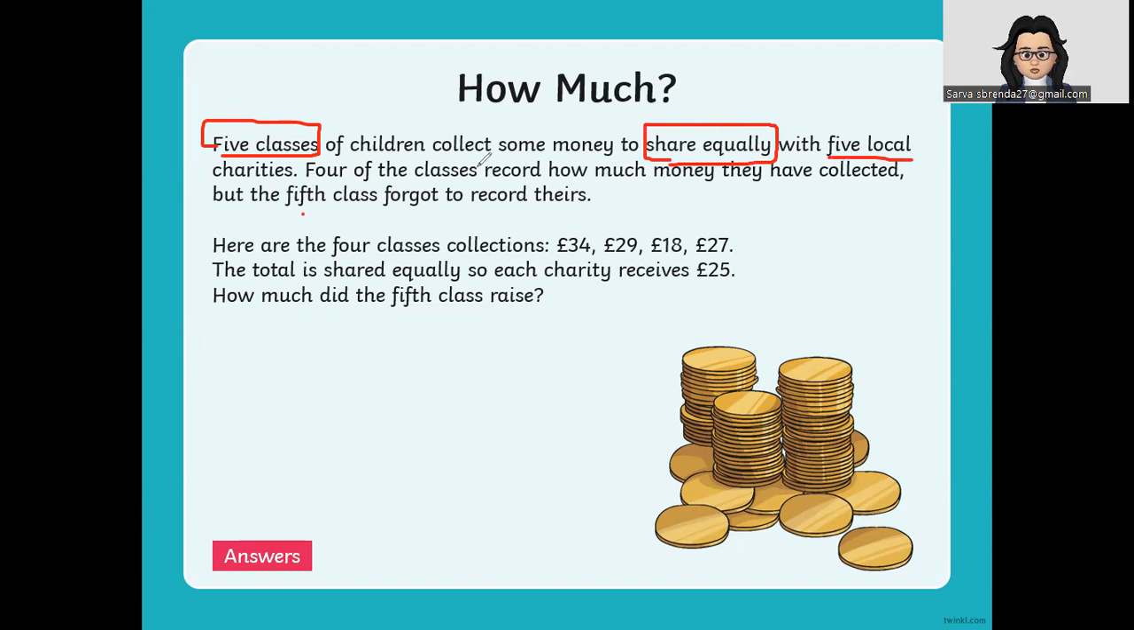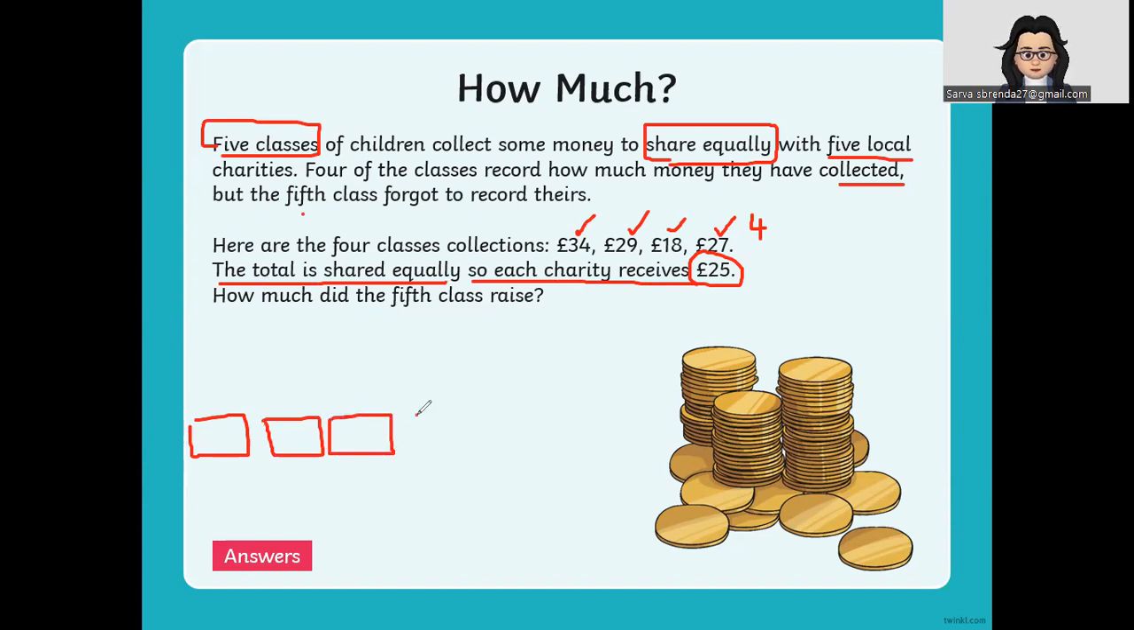Now, 4 of the classes recorded how much money they have collected, which means this is the one. $34, $29, or pounds here, 18 and 27. So this we have is the amount from 4 classes. However, the total is shared equally so that each charity receives $25. So there are 5 charities, 5 homes or whatever. Each is going to receive $25 as charity. And how much did the 5th class raise?